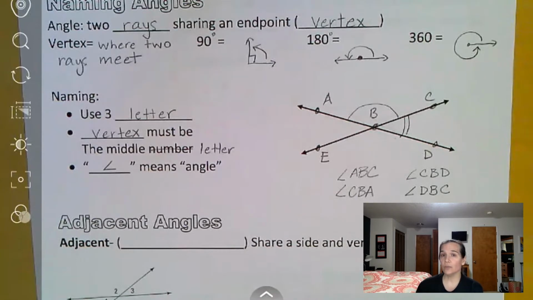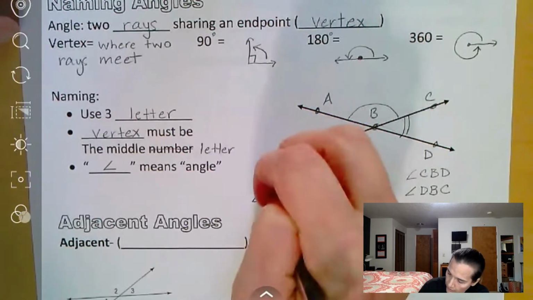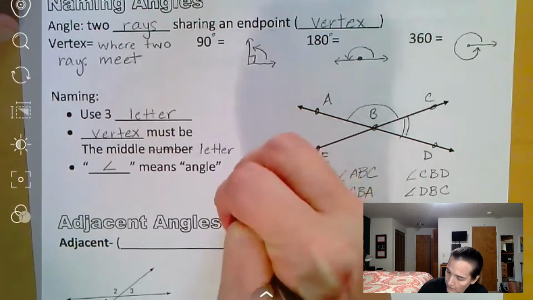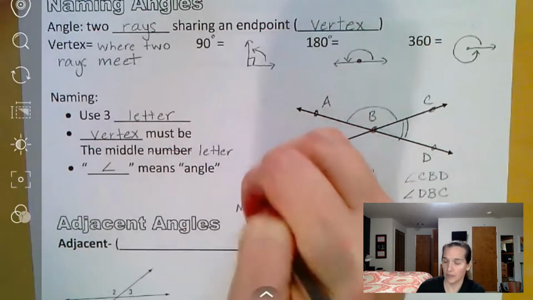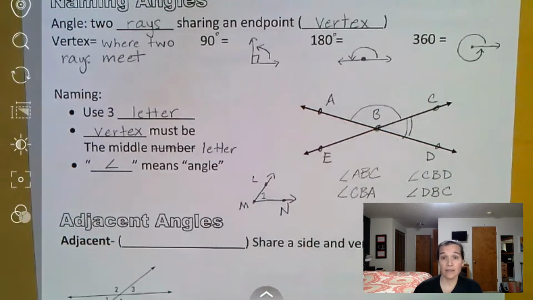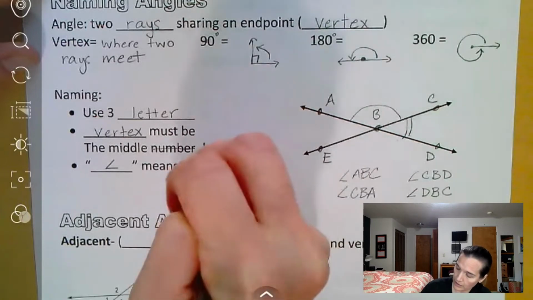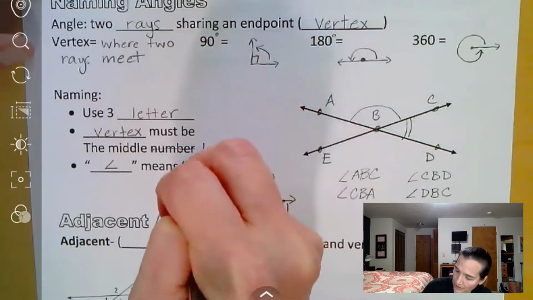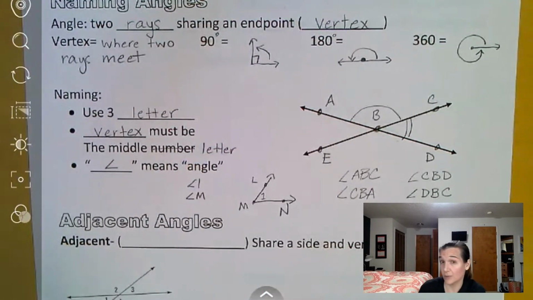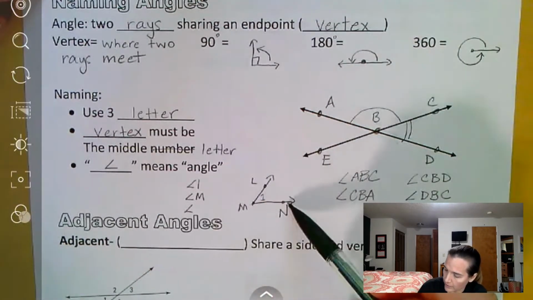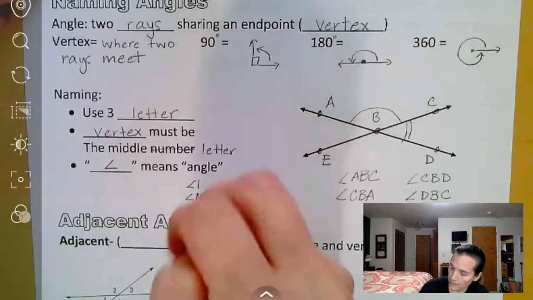If there's only one angle in the picture, you can just name it, and here's what that would look like. If you had L, M, and N, sometimes it will have a number inside. If that's the case, you could call this one angle 1. If it's the only angle there, you could call it angle M by the vertex only, or you could call it with its 3-letter name, which would be angle LMN or NML.